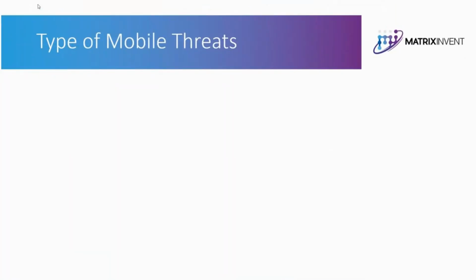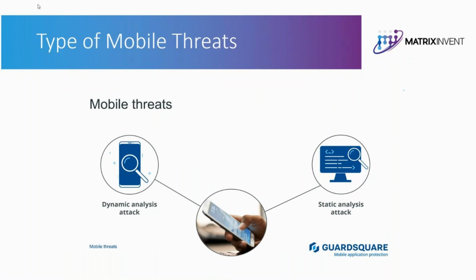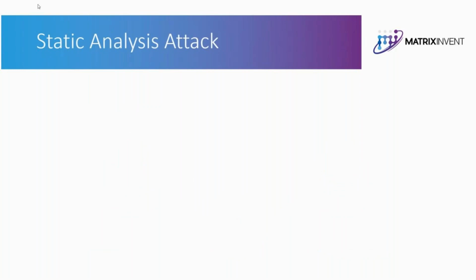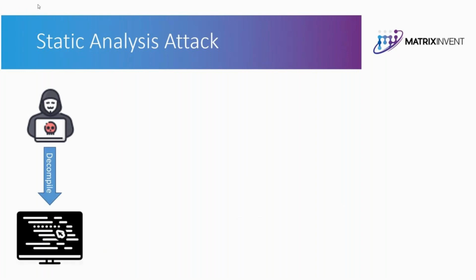So next is the types of mobile threats. Typically, there are two types of mobile threats, which are dynamic analysis attacks and static analysis attacks. Static analysis attack. In this type of attack, the malicious user attempts to decompile or disassemble the application offline on a local machine.